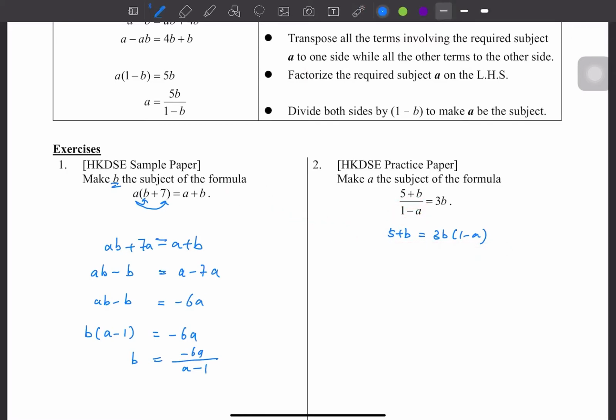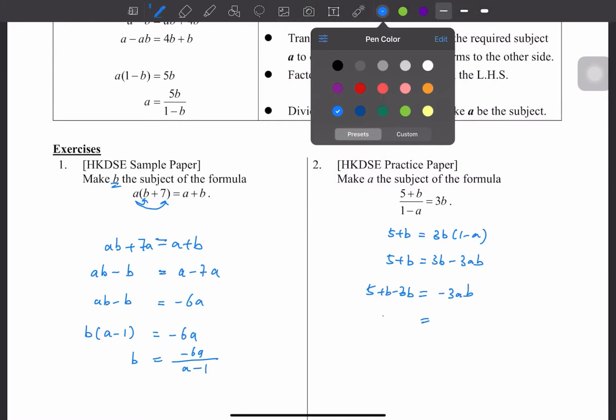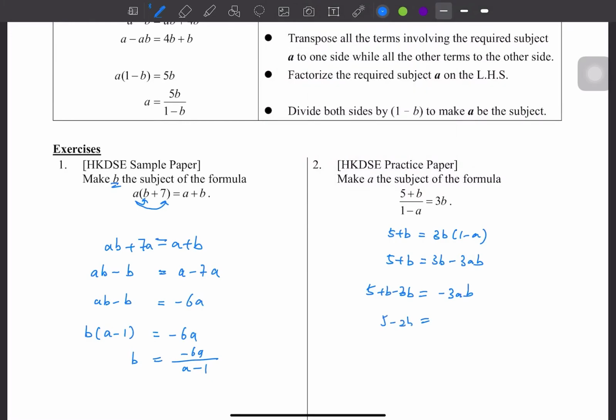Then apply the simple step, expand it, cancel out all the bracket, and then keep the subject on one side. Other term move to the other side by using addition and subtraction. So subtract 3B. So 5 minus 2B.